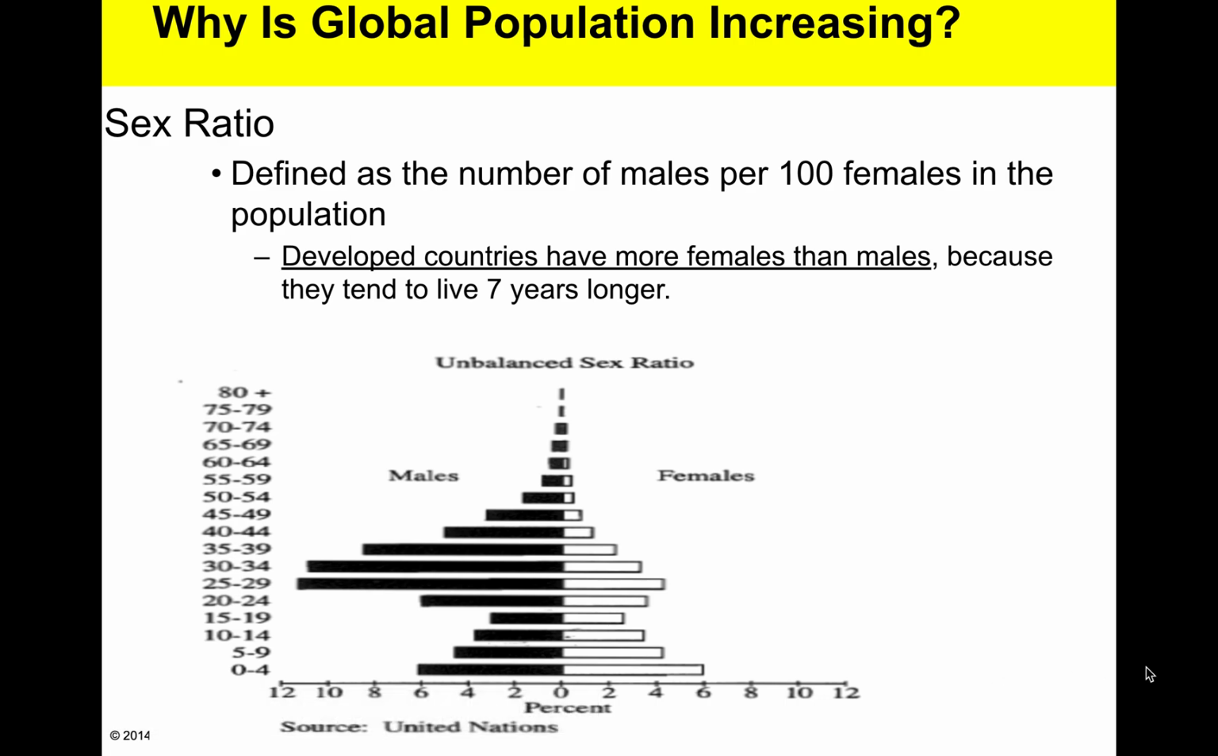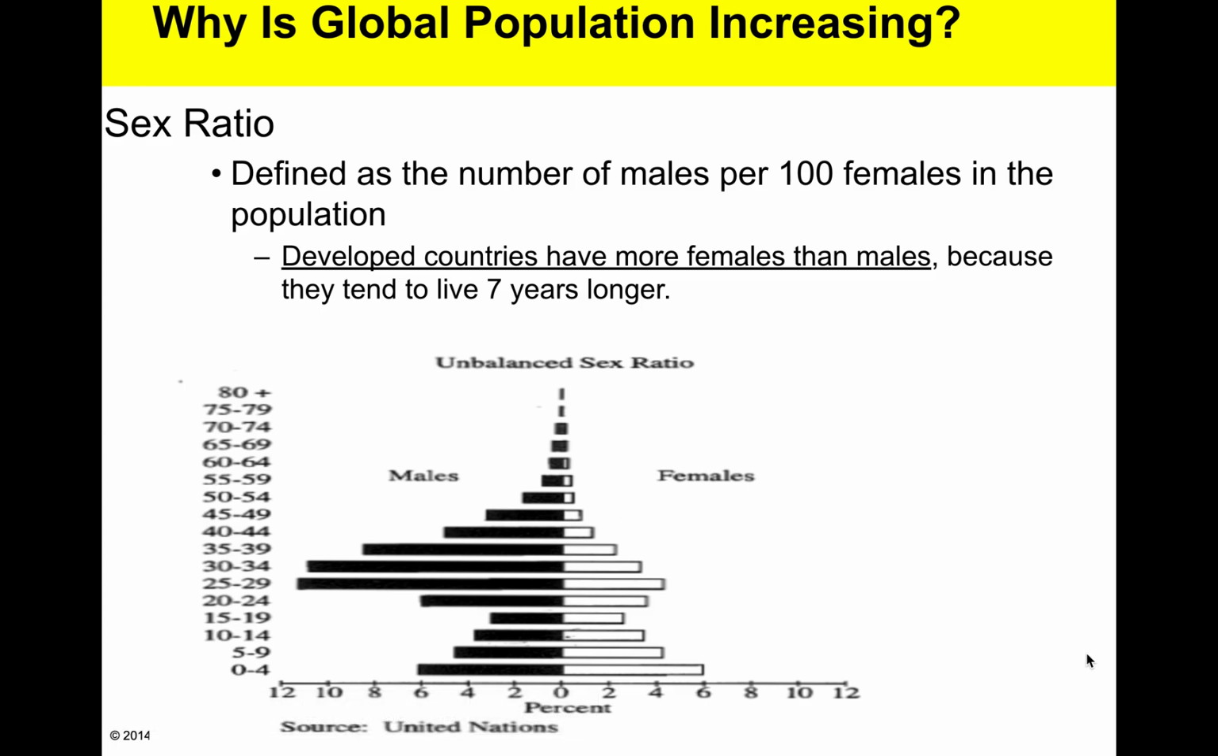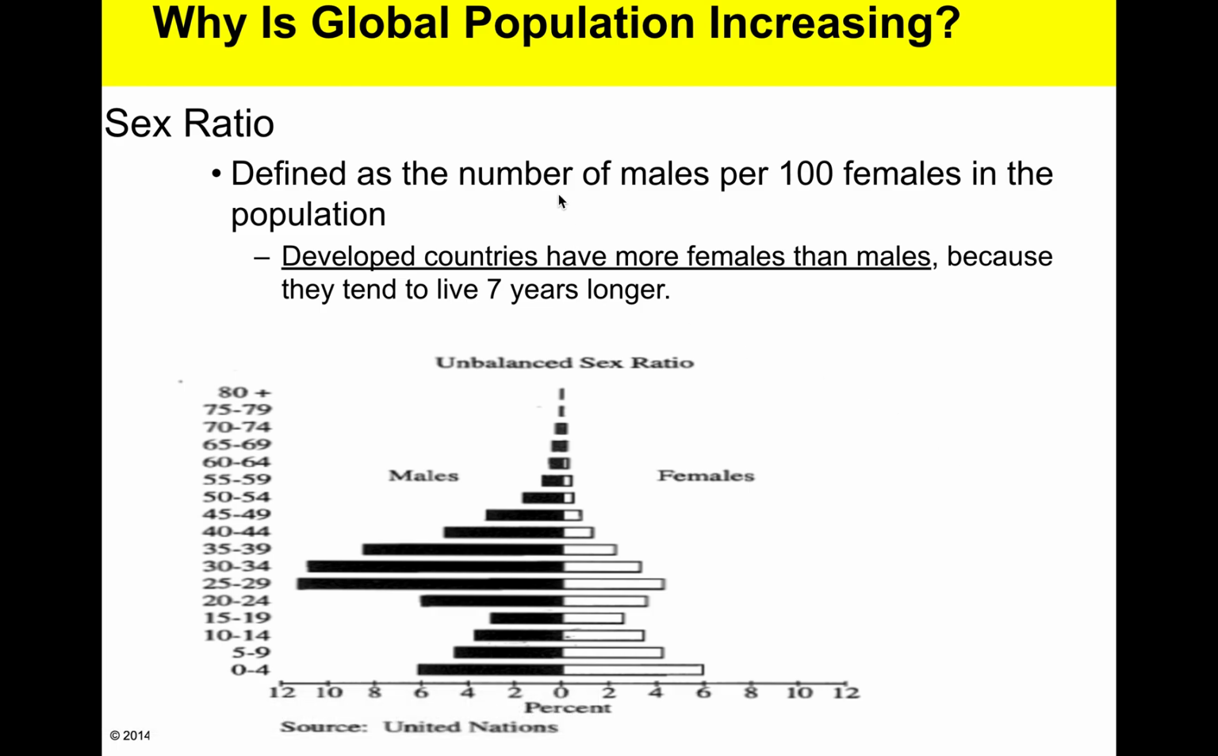All right. Looking at this, we see sex ratio. This is a diagram of China, which has been biased towards males, predominantly a patriarchal society. When we look at, in general, developed countries have more females because life expectancy is larger than males, as much as 7 years longer. But here back to China, we can see that a large number of Chinese would be found with male.